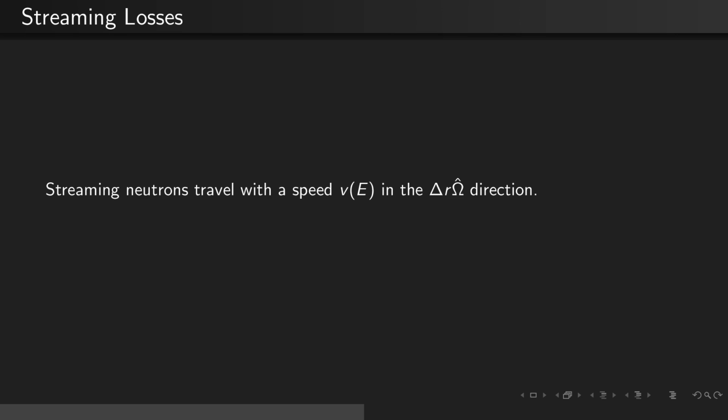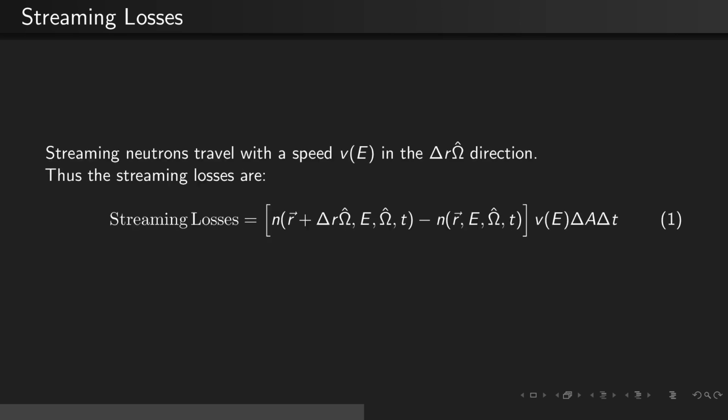Neutrons streaming through a volume element travel with a speed v of E in the delta r omega hat direction. Therefore, the streaming losses are denoted as the neutron number density at a position r plus delta r omega hat minus the neutron number density at position r, multiplied by the neutron velocity v of E times the surface area normal delta A times the time period delta t.